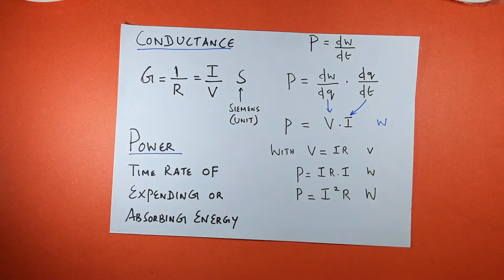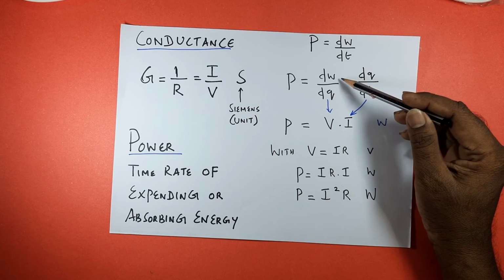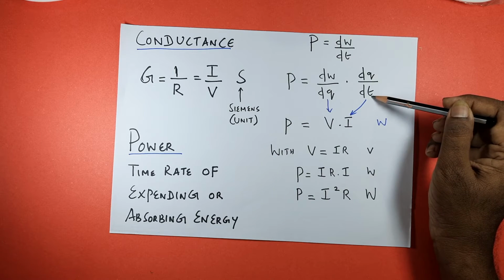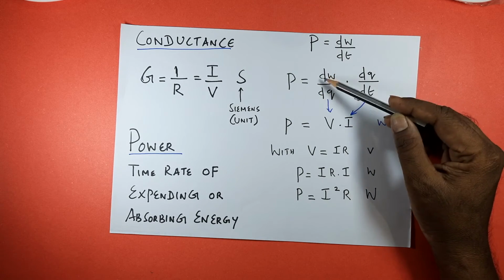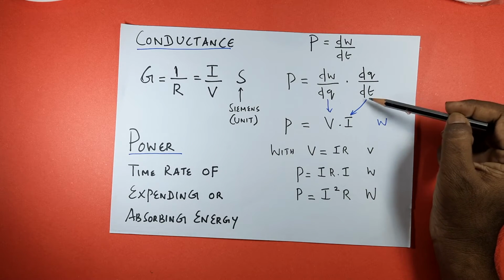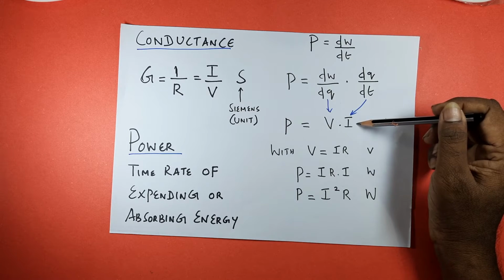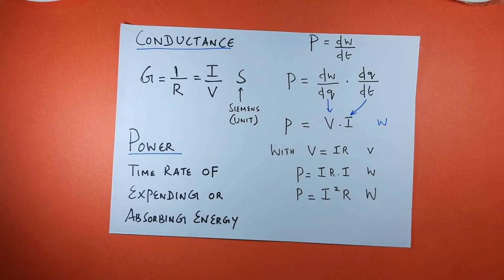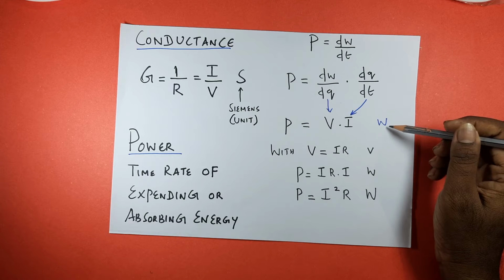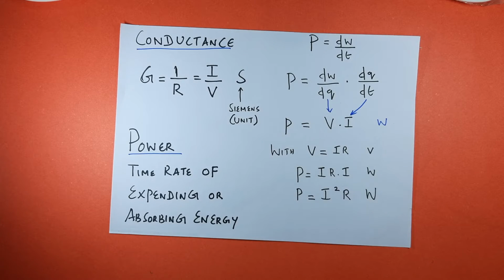P equal to dW by dt, you can write as dW by dQ multiplied by dQ by dt. So this dW by dQ, by definition, is nothing but voltage, and dQ by dt, by definition, is nothing but current. So power equals voltage multiplied by current, and the unit for power is watts, denoted by W, right?